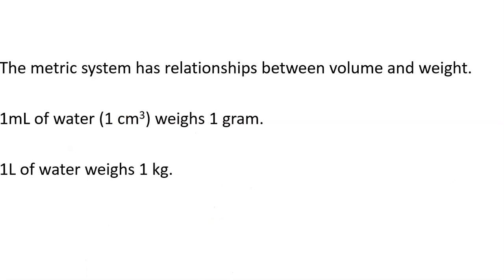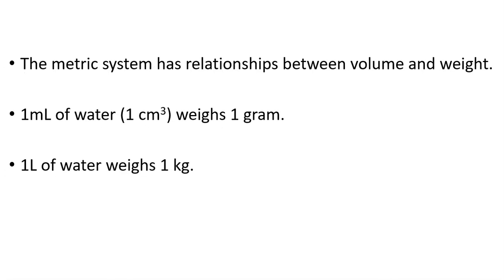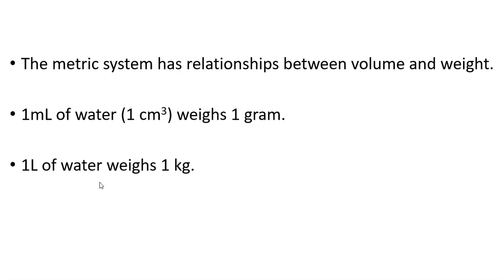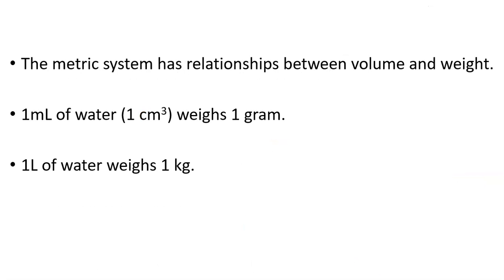All right, the metric system has relationships between volume and weight. A milliliter of water, it turns out, weighs a gram. Now go by your factors of 1,000. That means a liter of water weighs a kilogram. So if you go back to my example, we had that 2-liter bottle of soda. We said it weighed 2 kilograms, and it turns out that's exactly what it weighs. Because if a liter of water weighs a kilogram, that 2-liter bottle of soda weighs 2 kilograms.